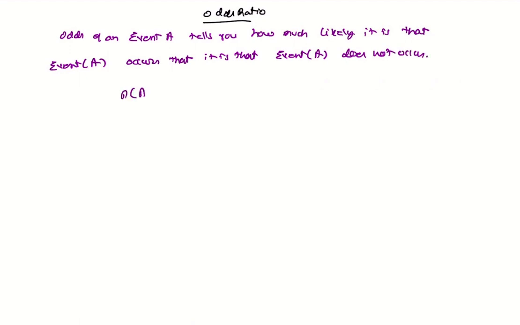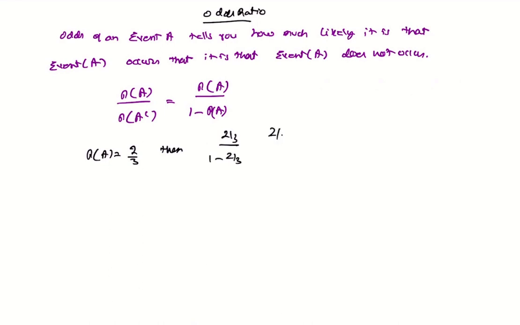So probability of A divided by probability of A complement is going to be probability of A upon 1 minus probability of A. So for example, if probability of A is 2 by 3, then it becomes 2 by 3 upon 1 minus 2 by 3, or 2 by 3 upon 1 by 3, which is equal to 2.